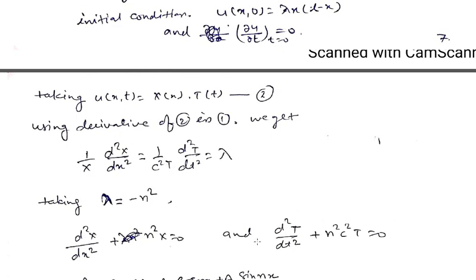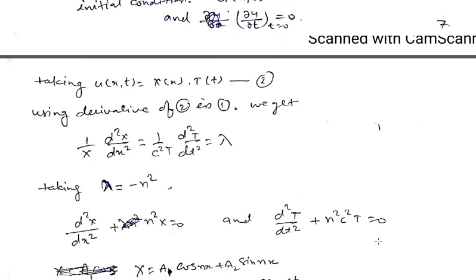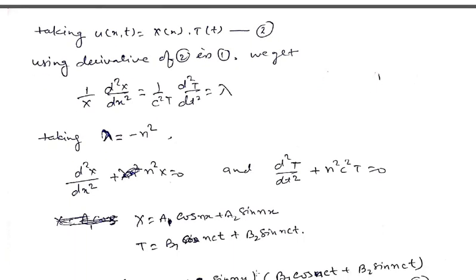Similarly, from the second and third fraction, we get d²T/dt² + n²c²T = 0. Now we will solve these equations. As both are ordinary linear differential equations with constant coefficients, and as the right hand part is 0, only the complementary function is their solution.